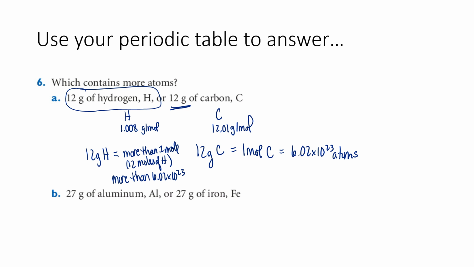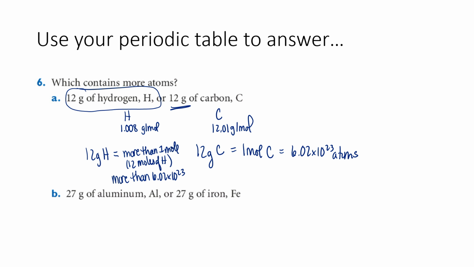And there's a couple different ways you can look at a problem like this to reason through it. Another thing you could think about is you could say, well, hydrogen atoms are lighter than carbon atoms, so it's going to take more hydrogen atoms to reach 12 grams than it would carbon atoms. So that's another way you could reason through a problem like this.